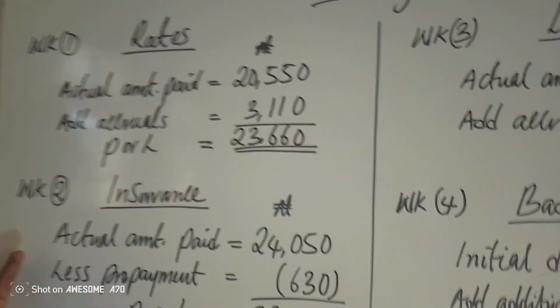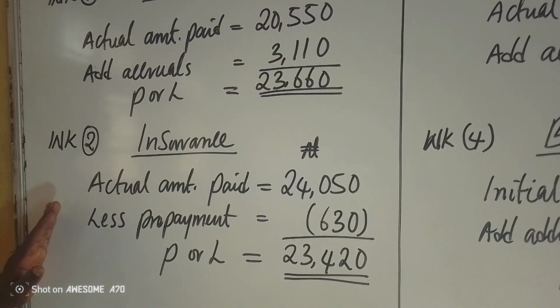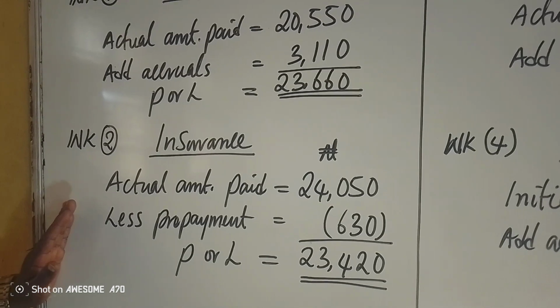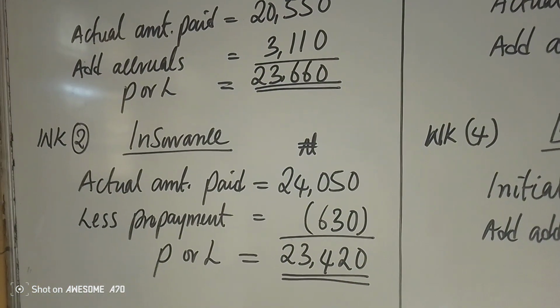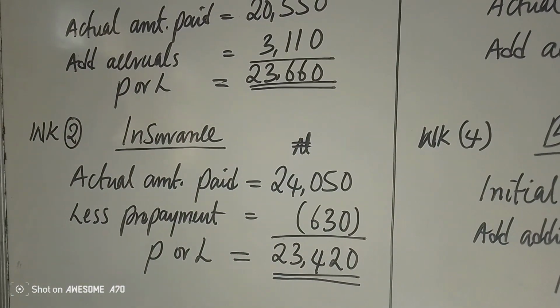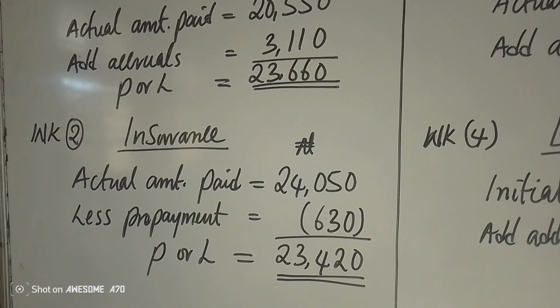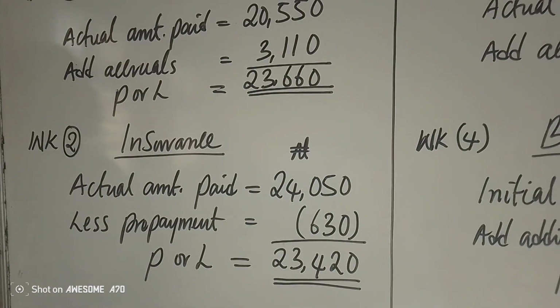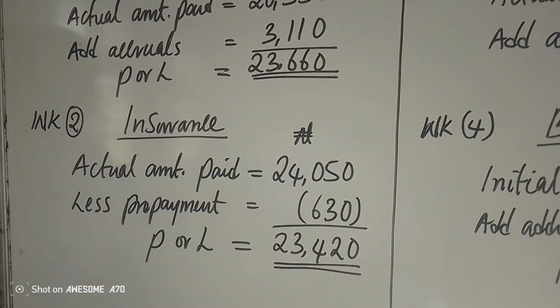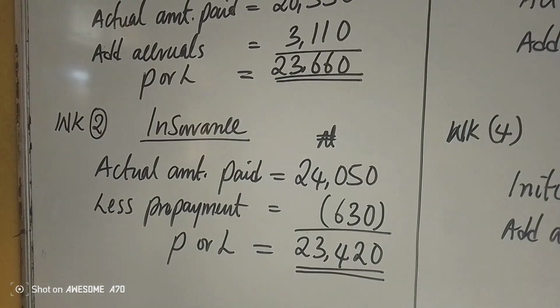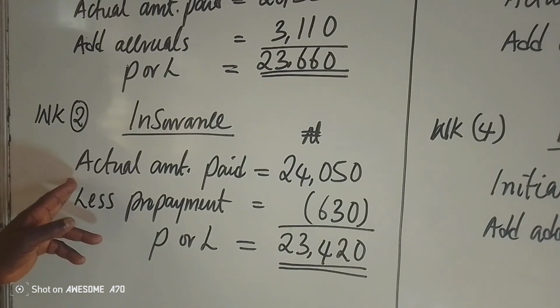On the second adjustment, insurance was prepaid. Insurance was paid in advance. Read, it is clear that insurance was prepaid and the amount is 613 naira. How do you handle prepayment? All prepayments of the current year are deducted. So, here, it is still the same thing. Look at this. The term is clear.